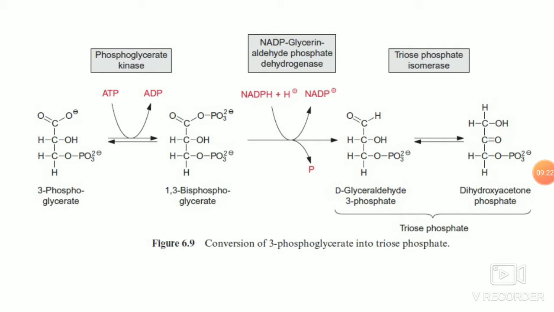So the overall reaction is 3-phosphoglycerate converting into 1,3-bisphosphoglycerate, that is converted into glyceraldehyde 3-phosphate. In presence of triose phosphate isomerase, you can have this conversion, that is isomer formation, between glyceraldehyde 3-phosphate and dihydroxyacetone phosphate. So that is the stage 1.